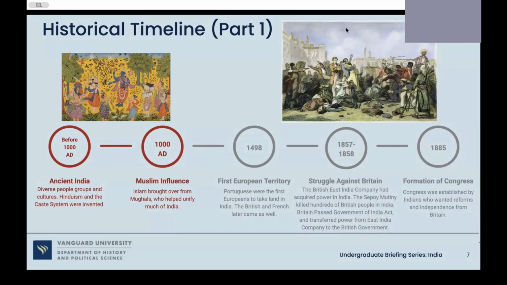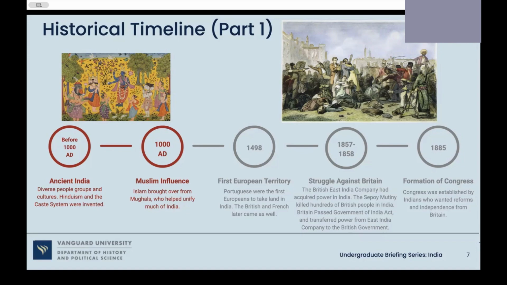And then Muslim influence came in 1000 AD, and Islam brought over the Mughals, which helped unify northern India especially. So that made it more cohesive, kind of like what happened with the Romans when they unified the Italy Roman area. That's kind of what happened with India and the Mughals.